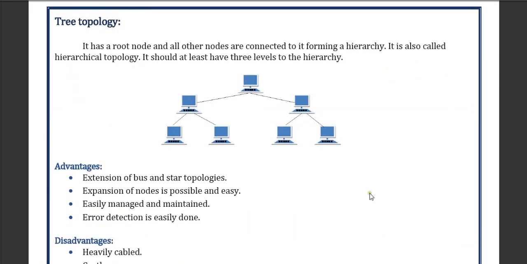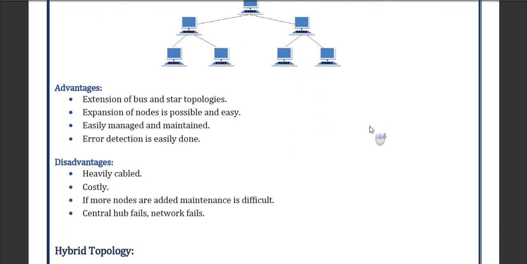And now the tree topology. This is the root computer, and it is connected with the left one and the right one, and those are divided into 2 computers. So this looks like a tree, and this structure is known as the tree topology. The advantages and disadvantages of tree topology are given below.